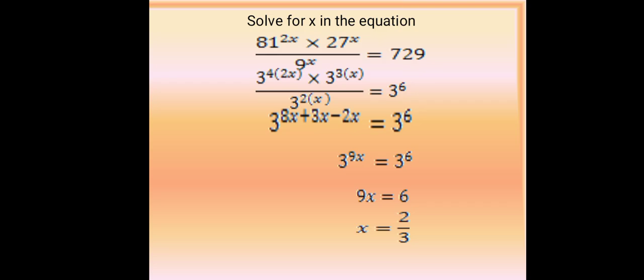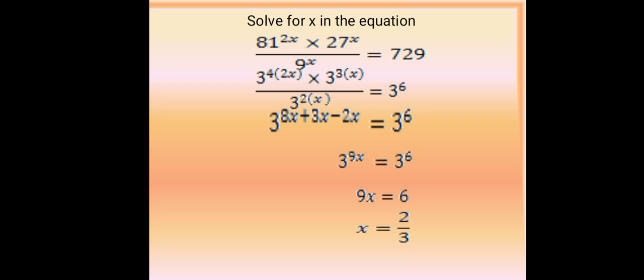Now you can see in this question, all the numbers are in the base of 3. So 81 raised to the power of 2x multiplied by 27 to the power of x is the same as taking 3 raised to the power of 8x plus 3x. And remember, they're all divided by 9. So we shall just subtract the power of 9, which we found to be 3 raised to the power of 2x. So we shall just subtract 2x. Now all of the parts of the equation are on the same base 3.